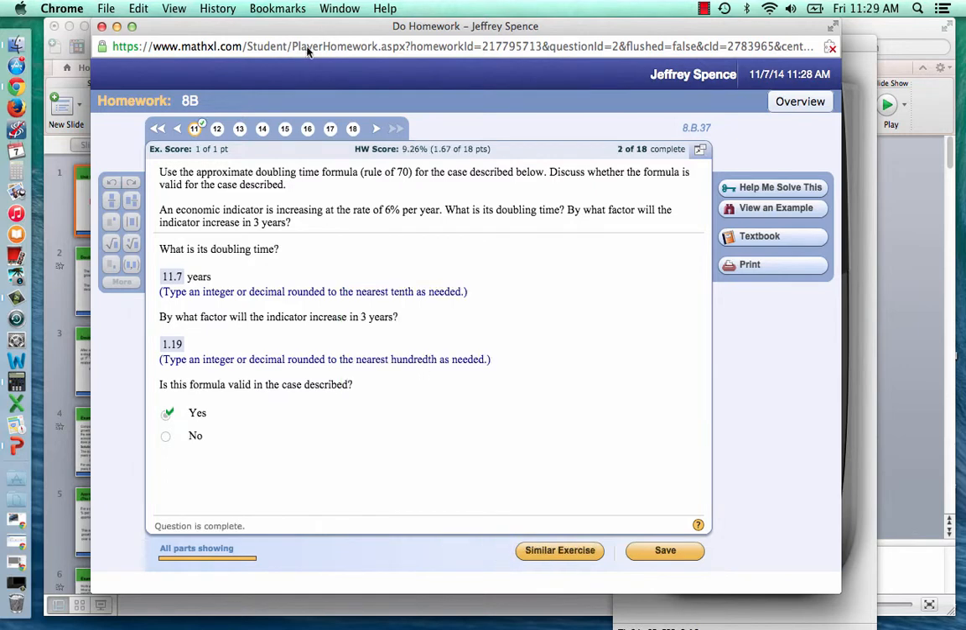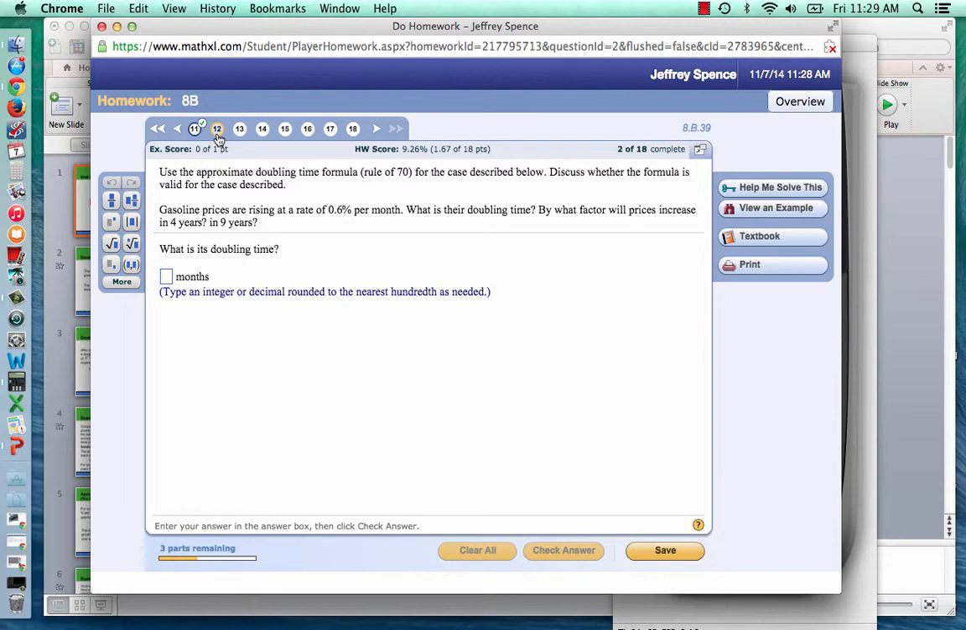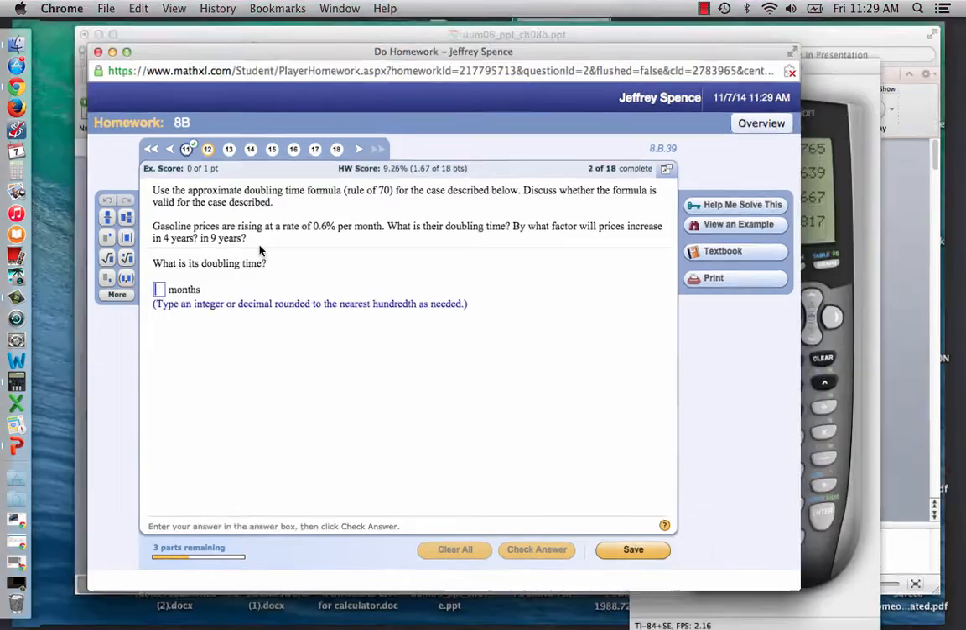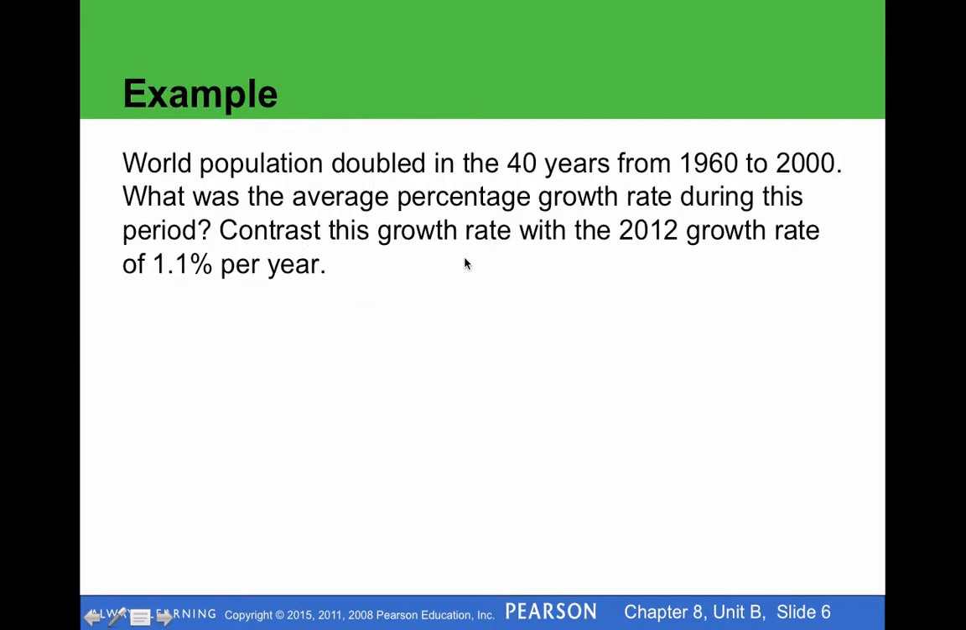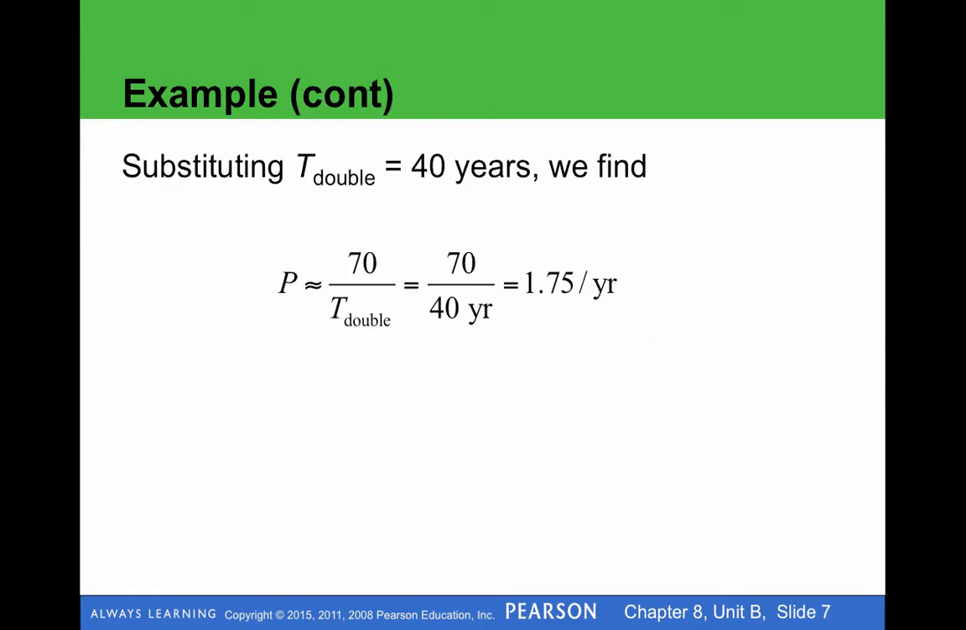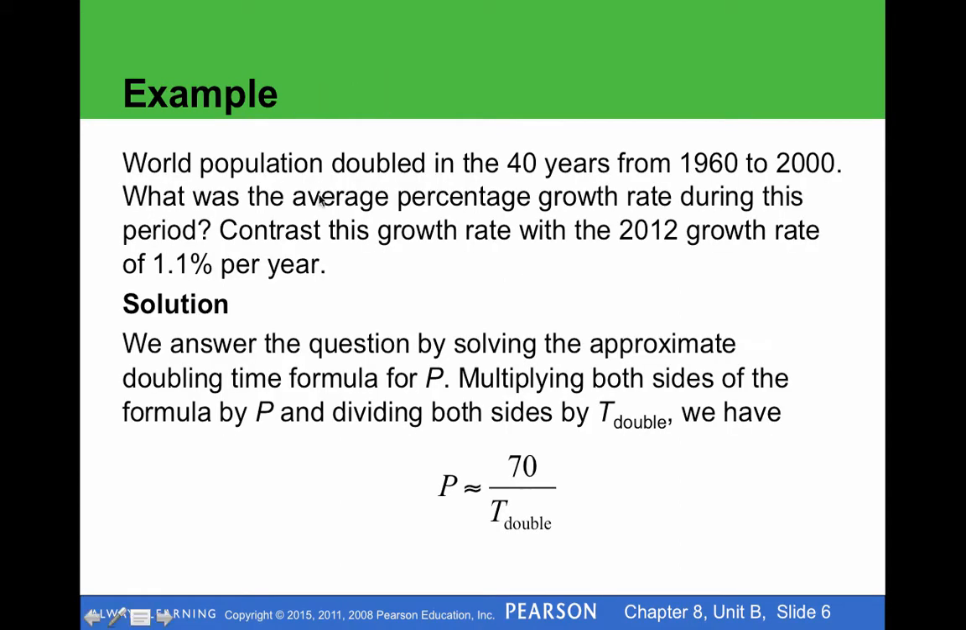Okay, let's look at this example. It says use the approximate formula, the rule of 70, for the case described below. Discuss whether the formula is valid. Gasoline prices are rising at a rate of 6% per month. What is their doubling time? By what factor will prices increase in 4 years, 9 years? Oh, we've already done this problem, so I'm going to move on. I thought that was a little different problem, but it's the same. All right, so let's also look at, I've done these examples. Oh, sorry, no, I have not done this example.